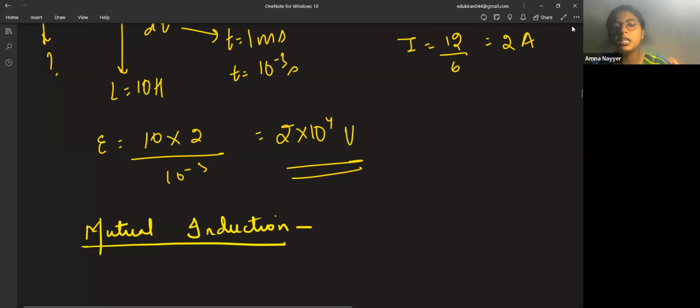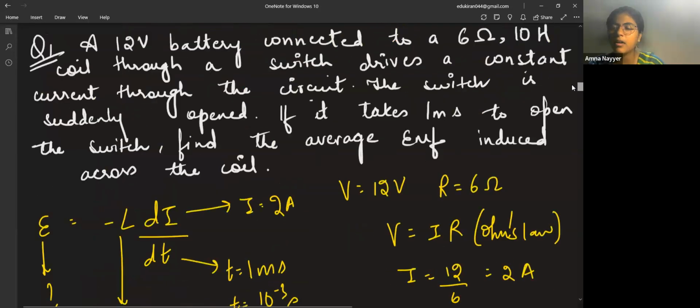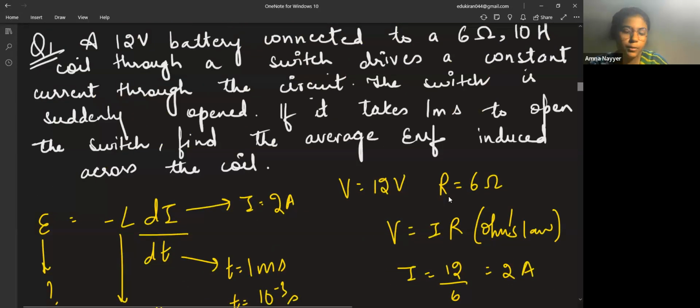Now coming to mutual induction. Do one thing. First note down this question and the solution. Then we'll start with mutual induction. Mutual induction is the last topic for electromagnetic induction. Then we have alternating current.